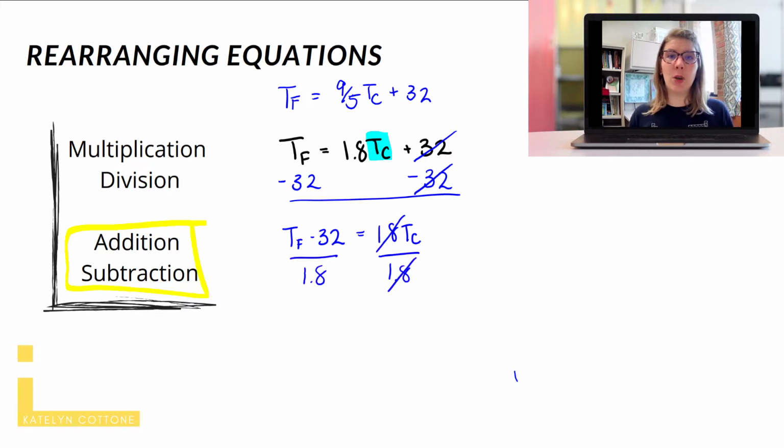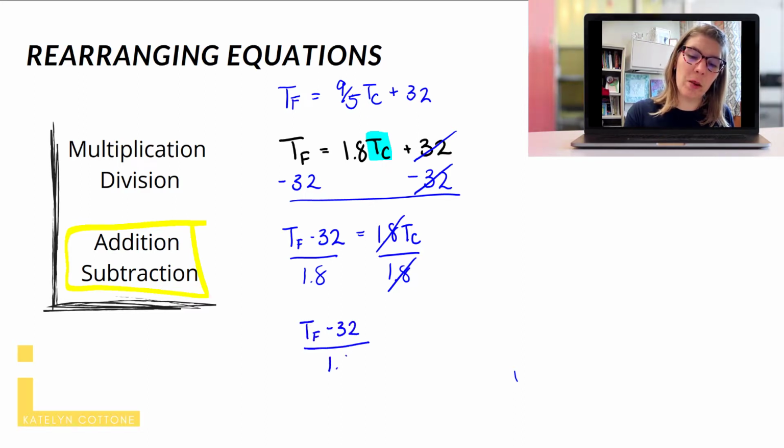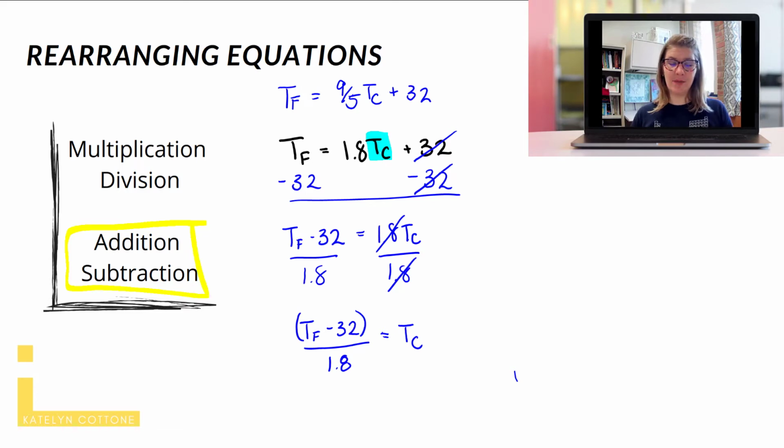So let's divide those. 1.8 divided by 1.8 cancels. So now we have temperature in Fahrenheit minus 32 divided by 1.8. I like to put the temperature in Fahrenheit minus 32 in parentheses because that communicates to my students that you need to make sure that you solve that portion first before you carry out the division. And this is equal to the temperature in Celsius.